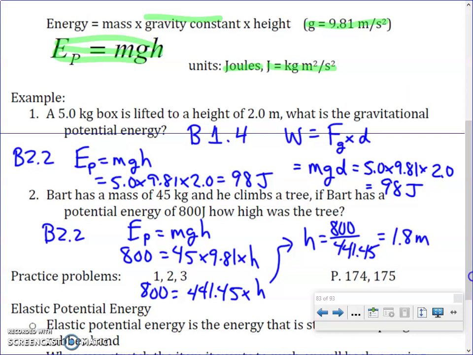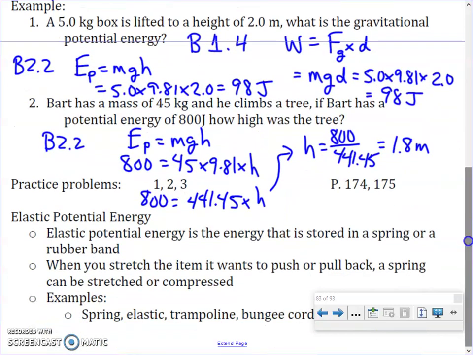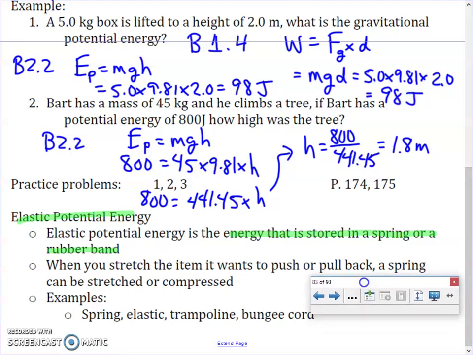All right, now moving along here. The last part of this lesson is about elastic potential energy. Elastic potential energy is the energy that's stored in a spring or some kind of rubber band. Anything that has some extension to it where it has a restoring force, or it pulls back against it when it's extended. So when you stretch an item, it wants to push and pull back.